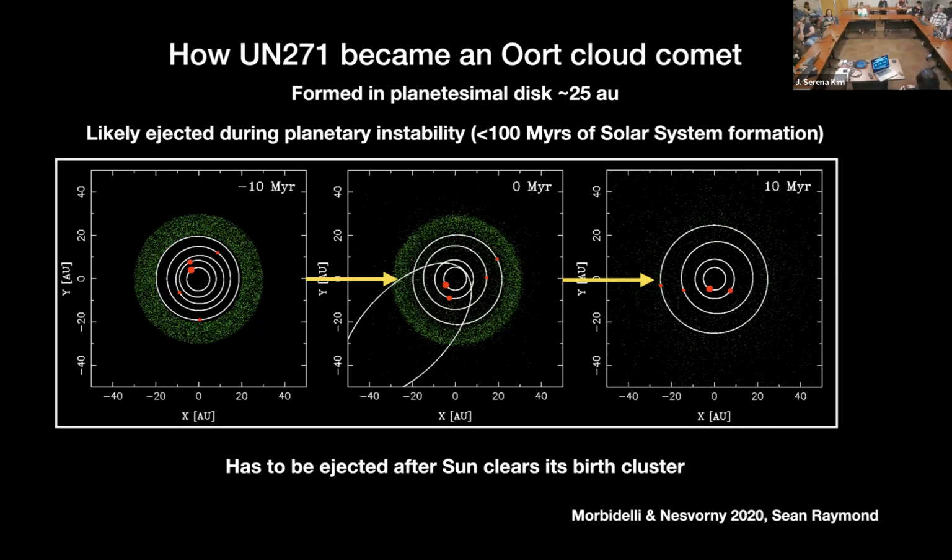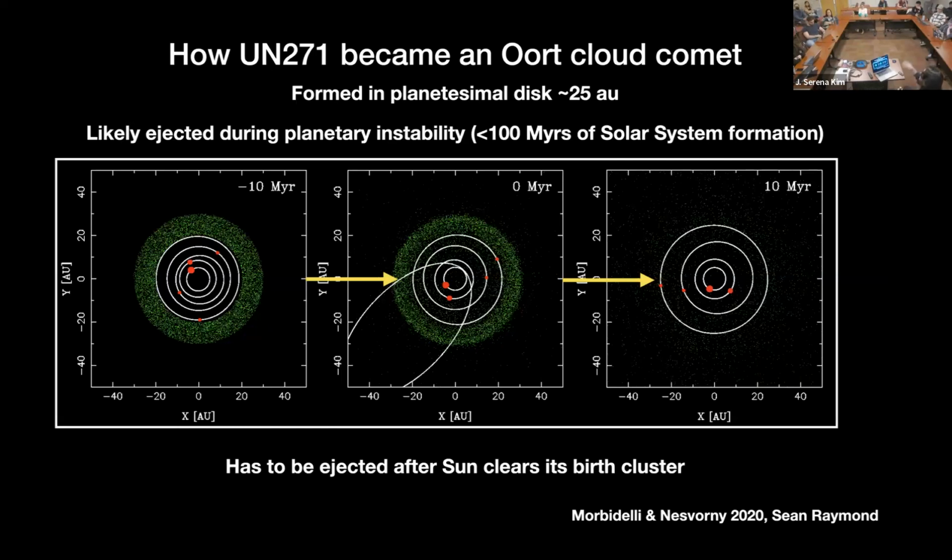UN-271 likely formed inside that region, because most of the planetesimal mass was located there. There's only one Earth mass inside the orbit of Jupiter, but outside the orbit of Neptune, you had about 30 Earth masses. So it likely formed between 20 and 30 AU and was very likely ejected. But you had a factor of 400 depletion during the planetary instability.